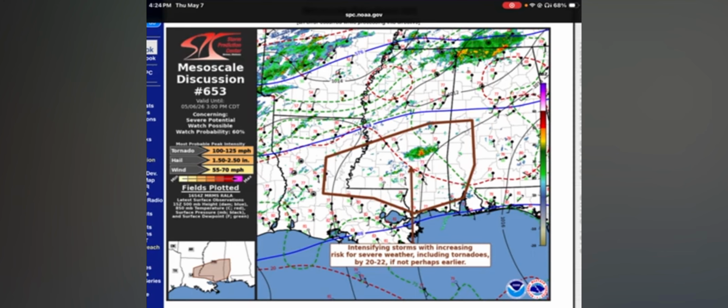And so it's on the side. And so the most probable peak intensity for this discussion area: tornadoes 100 to 125 miles per hour, hail of 1.5 to 2.5 inches, and wind of 55 to 70 miles per hour. Wind referring to wind damage, not necessarily tornadic winds, but winds that come from squall lines.